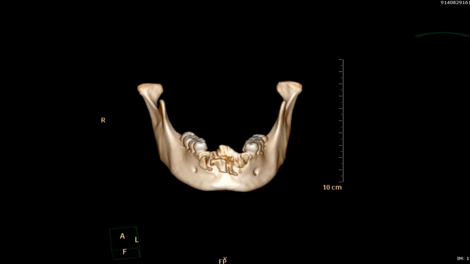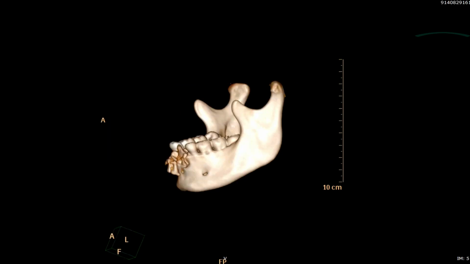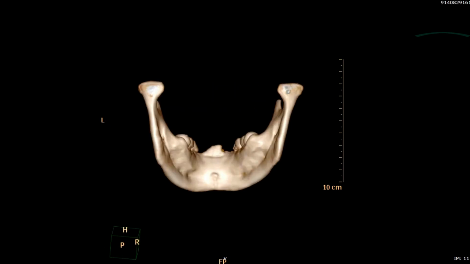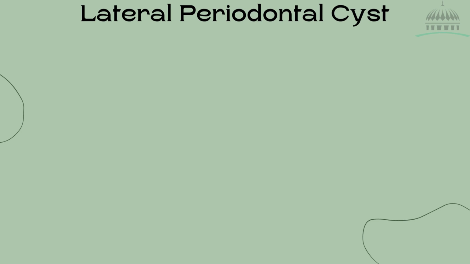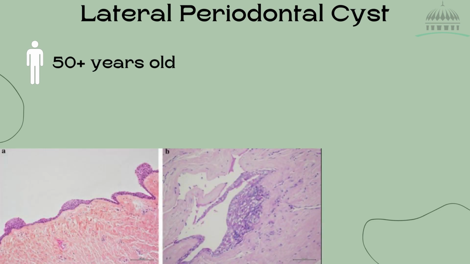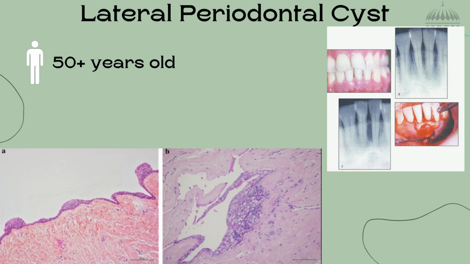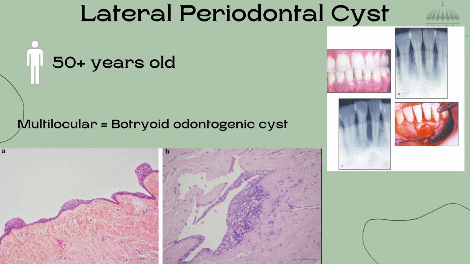A cyst that is commonly found in the same area of the mandible as the gingival cyst is the lateral periodontal cyst. With a higher male prevalence, mainly affecting the elderly, it is characterized by whorled epithelial plaques, and it's present on the lateral aspect or between the roots of vital erupted teeth. If there is multilocularity, it is referred to as botryoid odontogenic cyst.